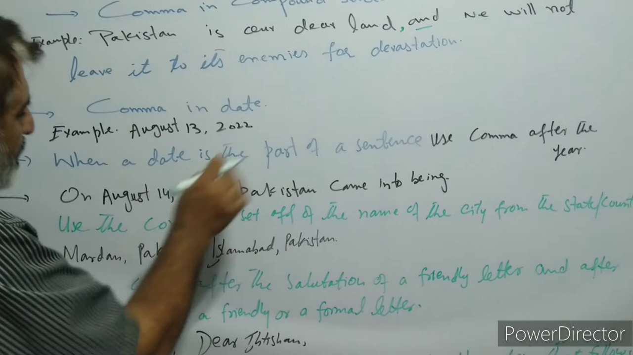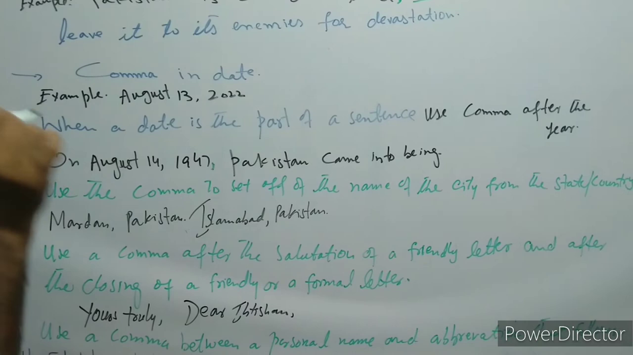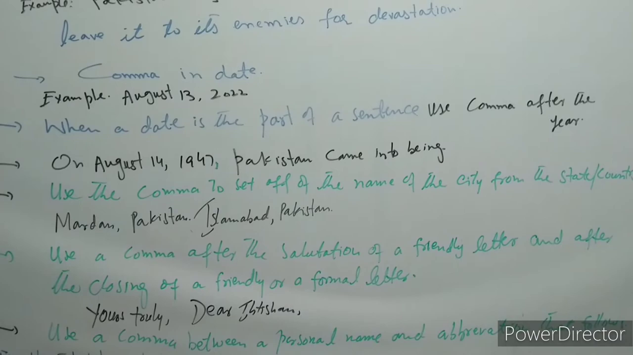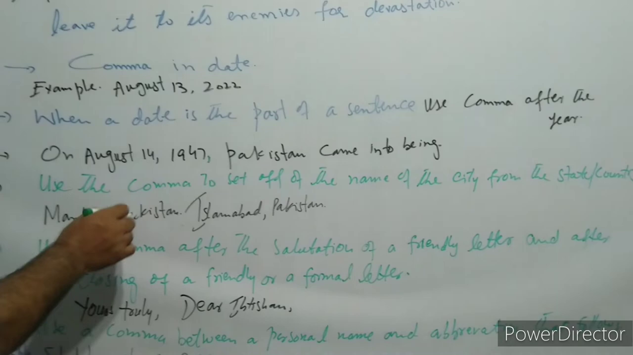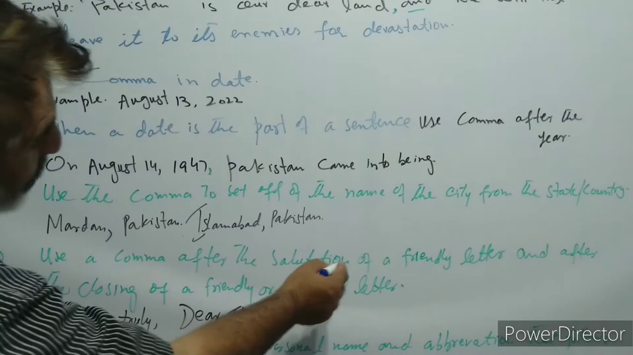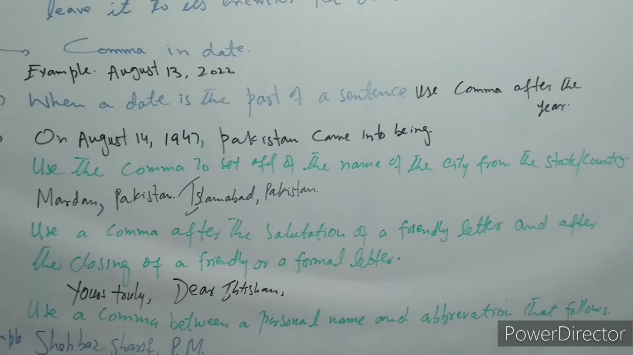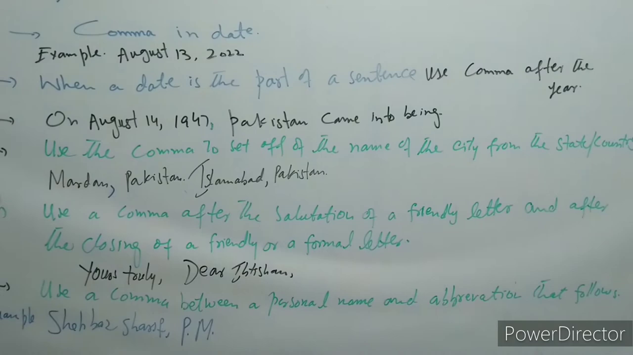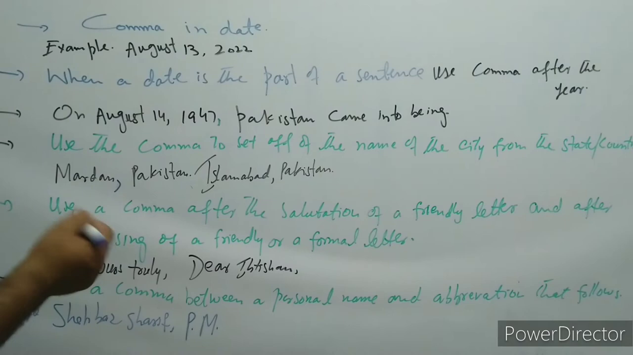The next point: use the comma to set off the name of the city from the state or country. Very important point. Look here, Murree, Pakistan, so you can see the comma here. Okay. Islamabad, Pakistan, and a comma. Use a comma after the salutation of a friendly letter and after the closing of a friendly or a formal letter. You can see: Yours truly, Dear Ehtisham. Okay, you can use it. So you can see the comma is here.